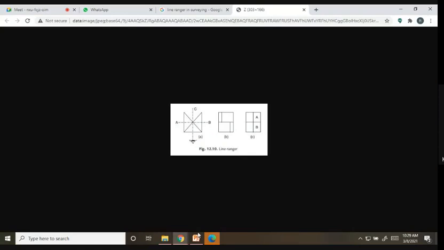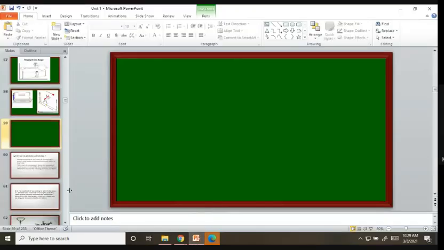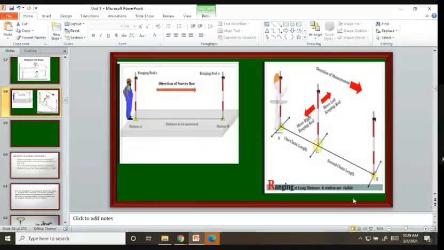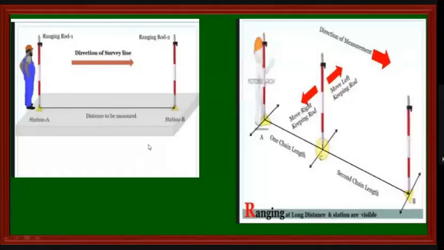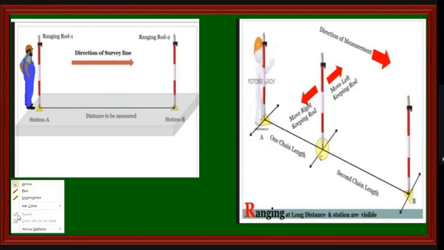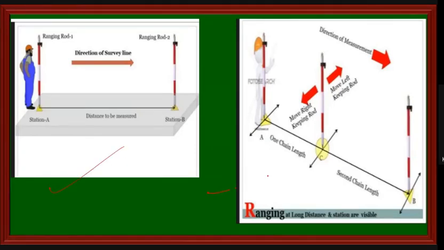I hope you can see the lines here very well. When you are on the straight line, A and B will coincide in this way. So this is about how we will do the ranging by eyesight and by using the line ranger. Did you get what is lithosphere?